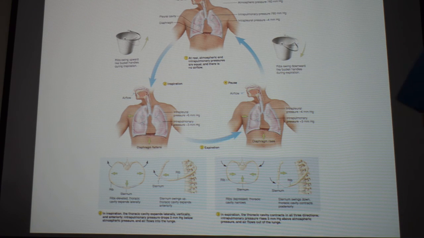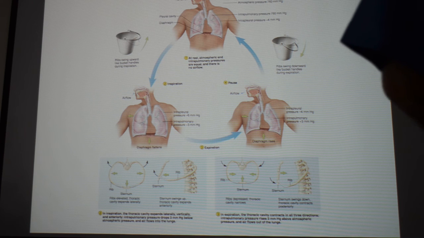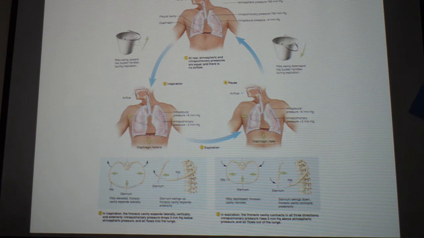Doctor, what do you say about the central tendon? It was written, my dear. Don't you have the slides? Don't you have Moodle access? Read it.